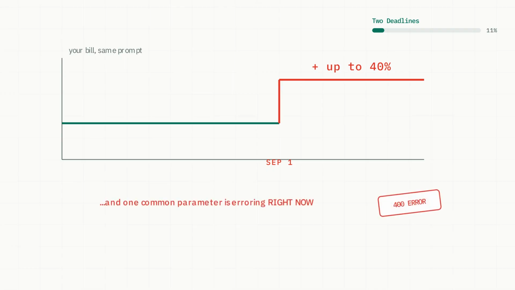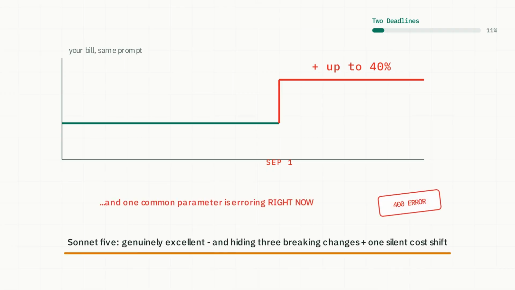Claude Sonnet 5 shipped at the end of June, and it is genuinely excellent, near Opus class quality at Sonnet prices. But hiding inside the upgrade are 3 breaking changes and 1 silent cost shift, and the internet has covered them in blog posts while almost nobody has walked them through properly on video.